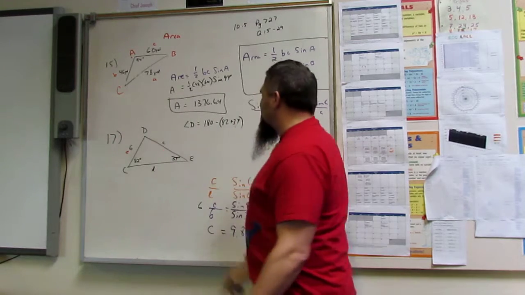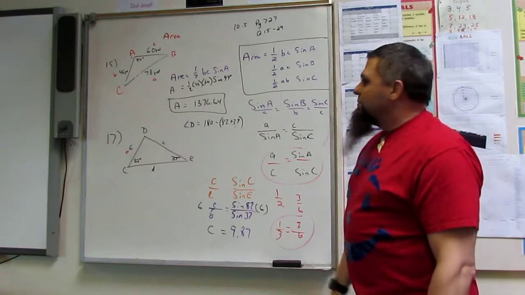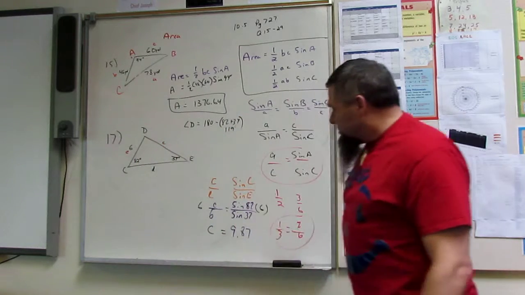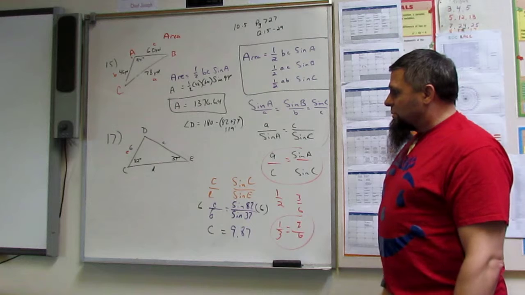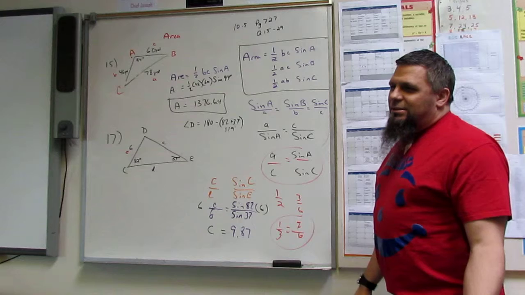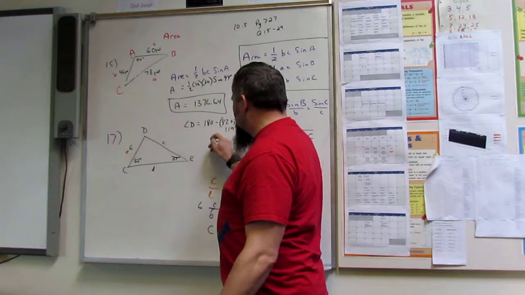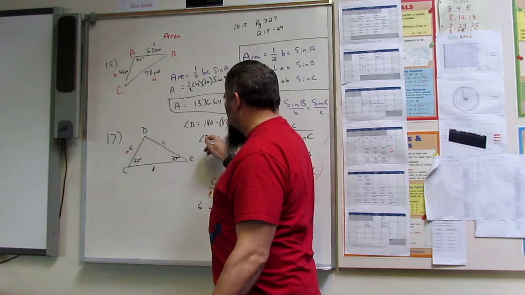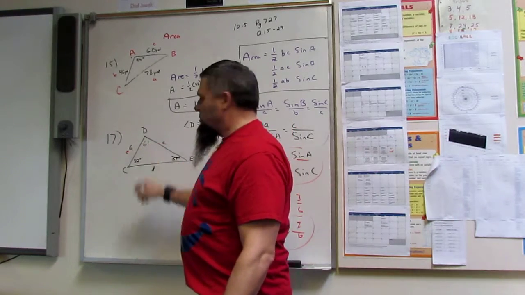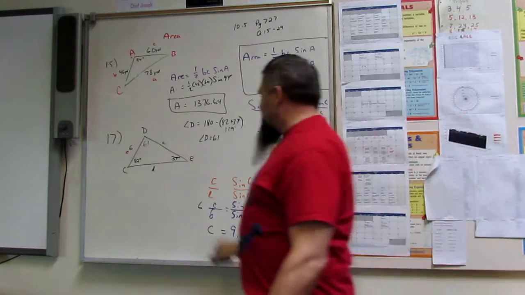Okay? So 82 and 37 is 119. Is that right? So 180 minus 119 is 61. Yeah, I have 61 also. That's what I got. Okay, so we know D is 61.